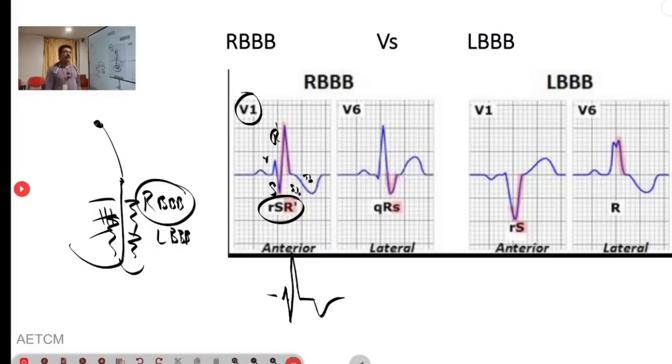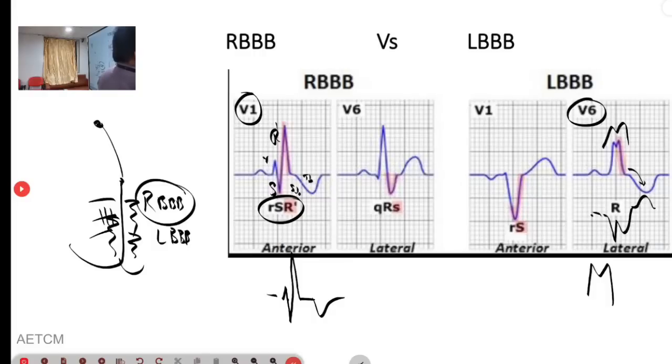Whereas in LBBB, you look at the V6 lead. You get either an M pattern, you can see here M pattern, or sometimes you can get a W pattern. If M pattern is there, the ST segment will depress and T will be negative. If it is W pattern, T will be upright. This is called discordancy. M is upwards, T is downwards. Here W is downwards and T is upwards. Whatever it is, the common scenario is you get an M pattern in V6.